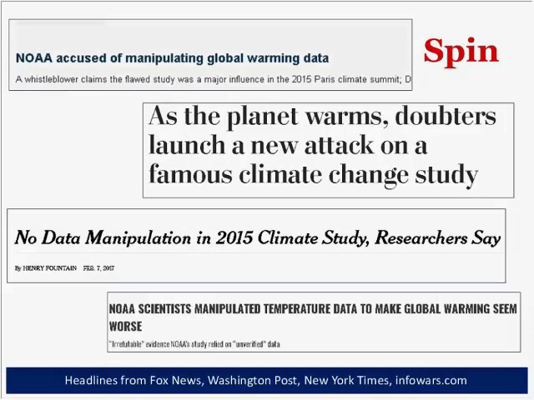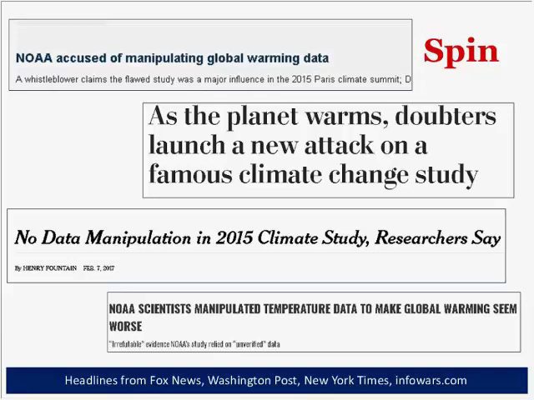So here's an example from longer ago where it depends on how the news organization spins the story. And these are all the exact same story reported by different organizations. So the national, I forget what the NOAA is, but the is accused of manipulating global warming data. A whistleblower claims the flawed study was a major influence in the 2015 Paris Climate Summit. Different source, Washington Post, as the planet warms, doubters launch a new attack on the famous climate change study. And the New York Times, there was no data manipulation, the researchers say.